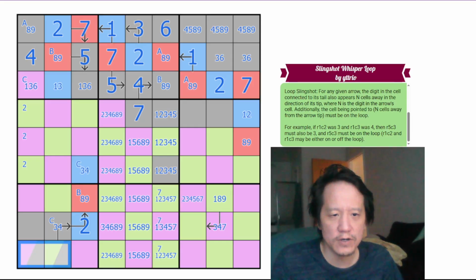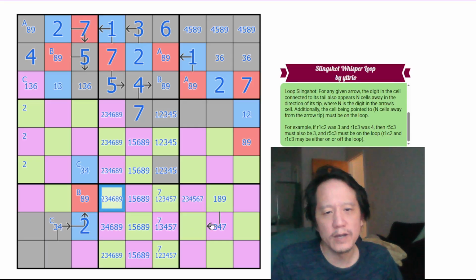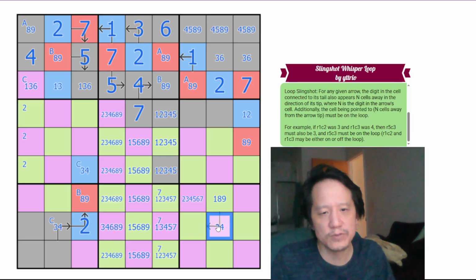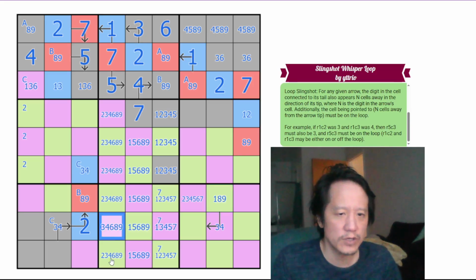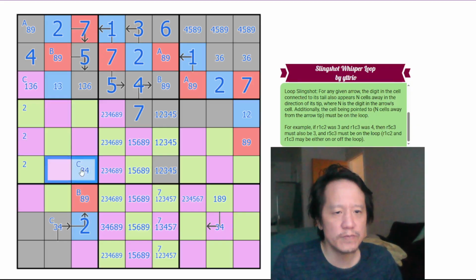None of these are... That means this can't be 7. This is 3 or 4. It points to either here or here. So it must come from one of these entering in here. So this is not on the loop. This is not on the loop either. This can't be on the loop because it can't enter in, exit out again.